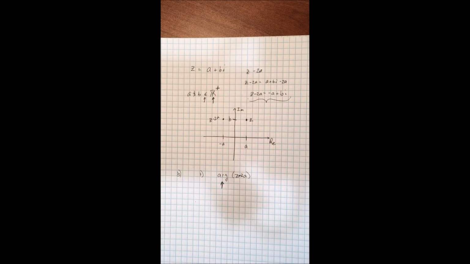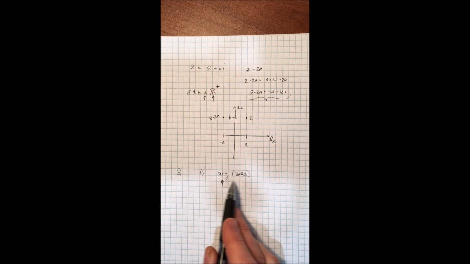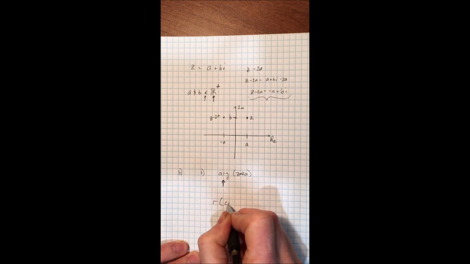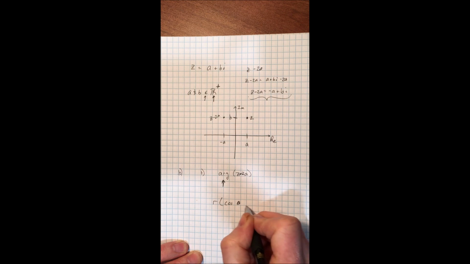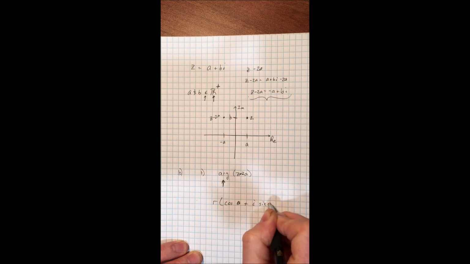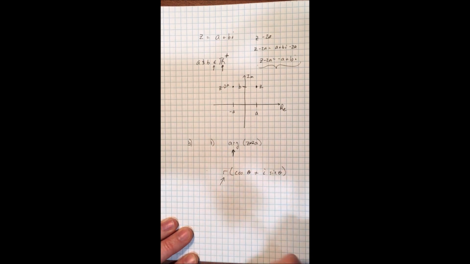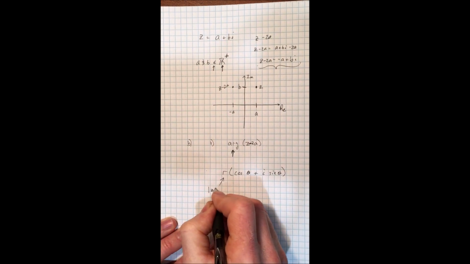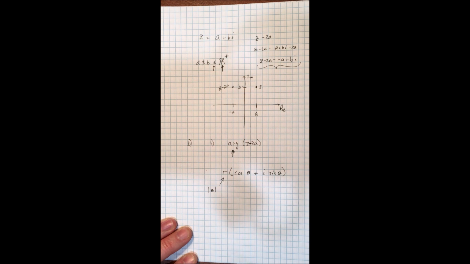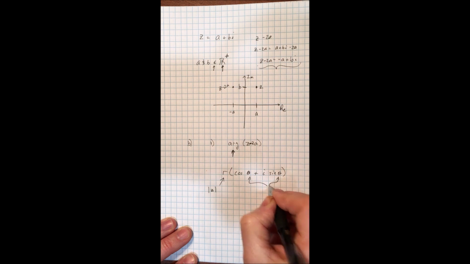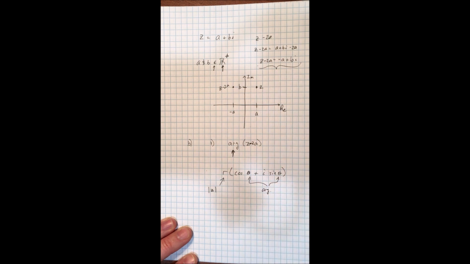Okay, let's get back to our problem. If this is trying to find the argument of this, that reminds us of modulus argument form. And in modulus argument form, the reason it's called modulus argument form is because r is the modulus. That is going to be the distance that z is away from the origin, away from 0. And theta, that is the argument. And so that's what we're trying to find.